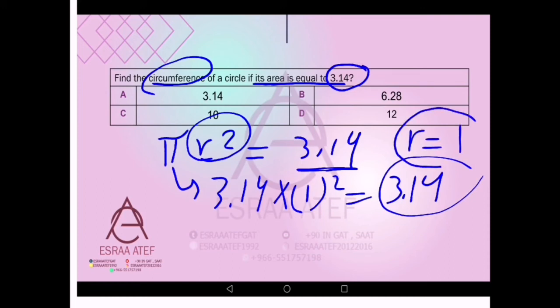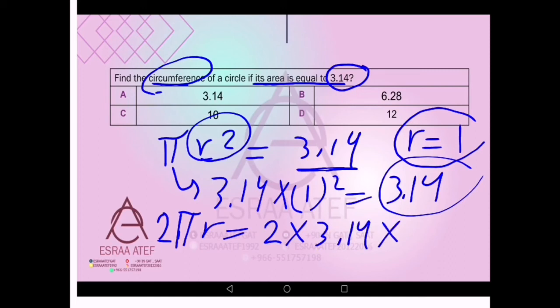Okay, if r equals 1, we can get the circumference. Yes, we can get it. How? Circumference is 2 pi r, which means 2 times 3.14 times r, which is 1. 2 times 4 will be 8. 2 times 1 will be 2, and then point 2 times 3 will be 6. So the answer will be 6.28.